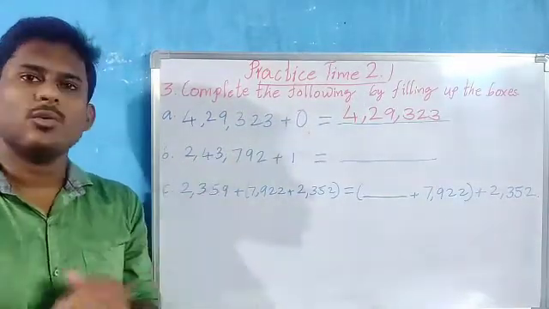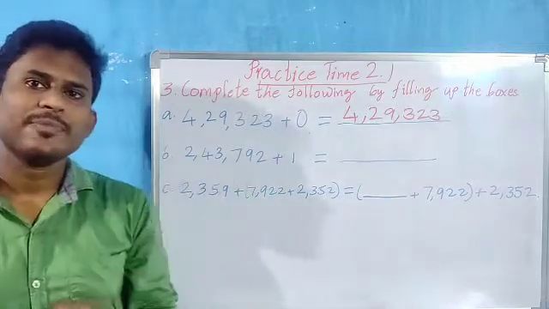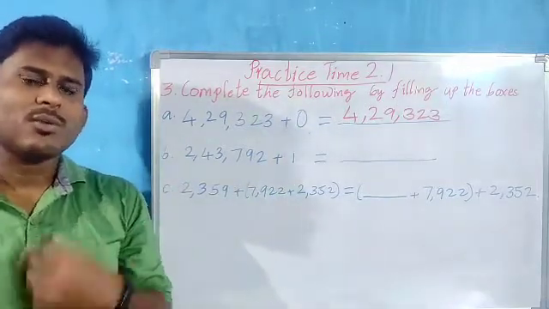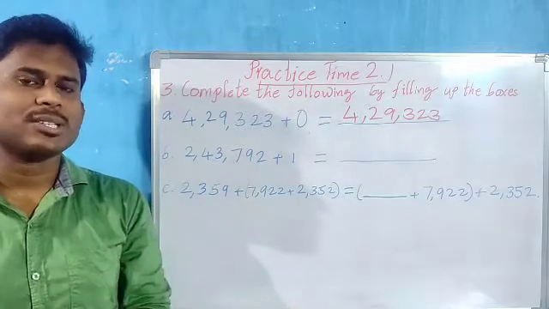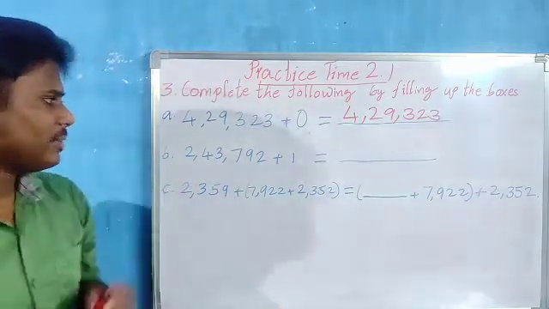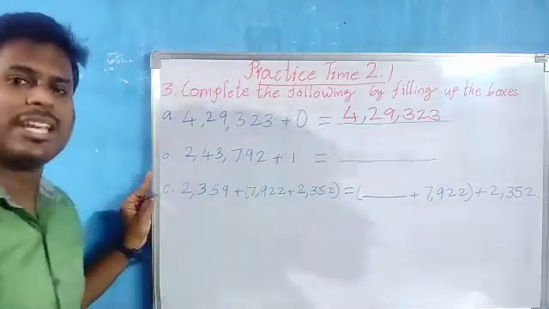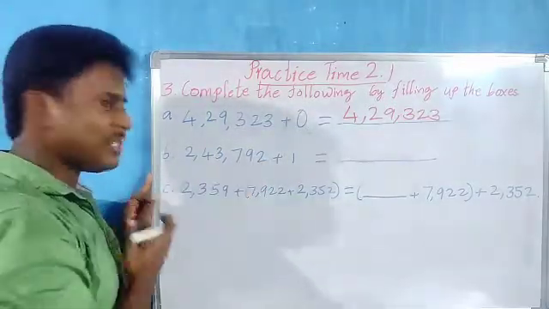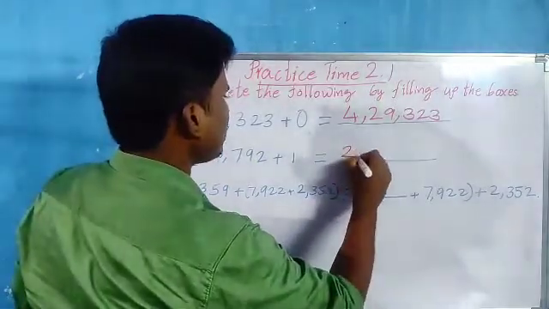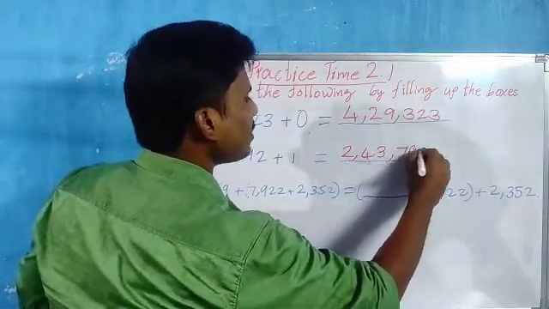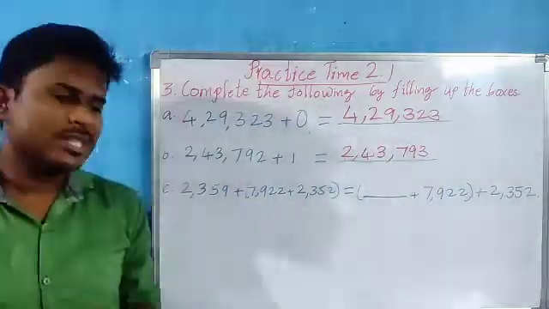Now see question B, children. 2,43,792 plus 1. As per the properties of addition, children, plus 1 gives what number? The next number, that is what? The successor of a number. So plus 1 to the ones place, children. 2 plus 1 gives 3 in the ones place. Remaining all places same. So the answer will be 2,43,793, children.